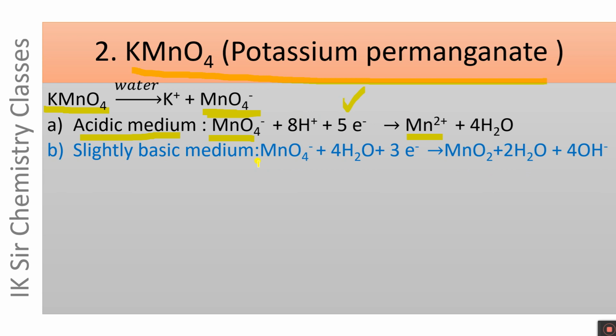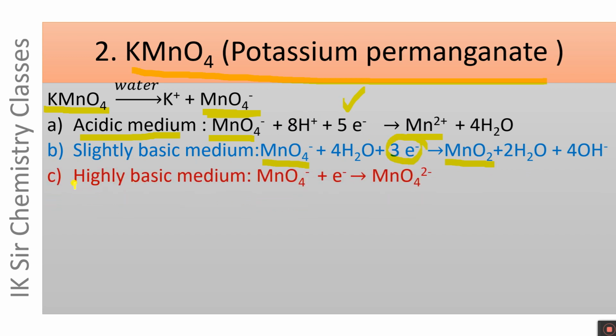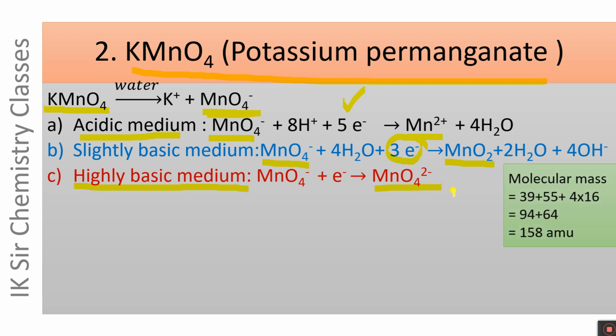In slightly basic medium, MnO4- ion is reduced to MnO2 by gaining 3 electrons. On the other hand, in highly basic medium, MnO4- ion gains 1 electron and it is reduced to manganate ion, MnO4 2- ion. The molecular mass of KMnO4 is 158 amu, and accordingly the equivalent weight of KMnO4 in these three media will be different.